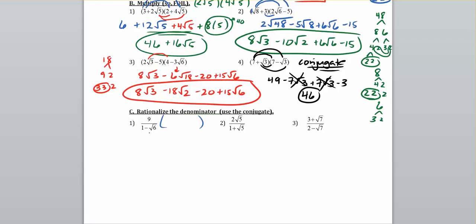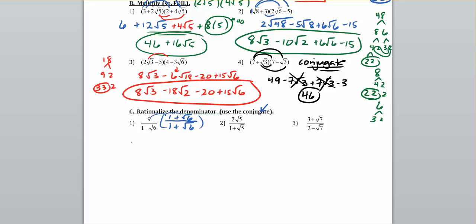So if you have 1 minus root 6, the conjugate is the same exact terms, but instead of a minus, I'm going to put a plus. But I can't just multiply the denominator by 1 plus root 6. I'd also have to multiply the numerator by 1 plus root 6 to make sure I'm multiplying by a fraction of 1, because 1 plus root 6 over 1 plus root 6 is really 1. So once I've determined my conjugate, I'm going to go ahead and multiply the numerator. Well, if I just have 9 times 2 terms, I'm going to distribute.